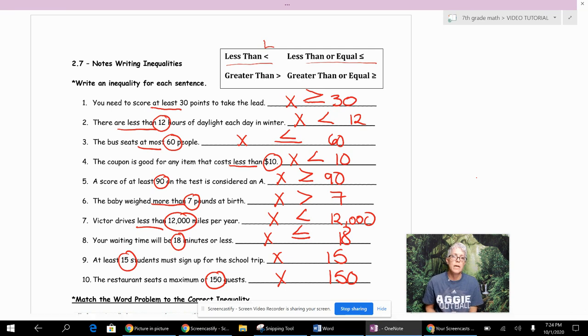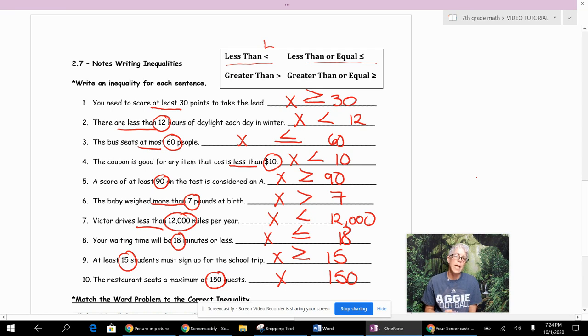At least 15 students will sign up for the school field trip. So at least, think about mowing the lawn again. I will pay you at least $15. Might I give you 15? Maybe. Might I give you more if I'm going to give you at least 15? Maybe you're going to do a good job. So X can be greater than or equal to 15.